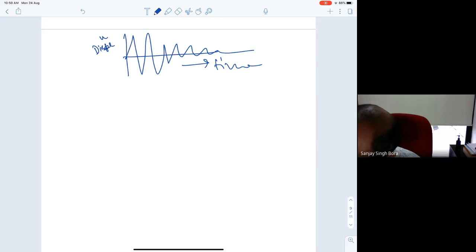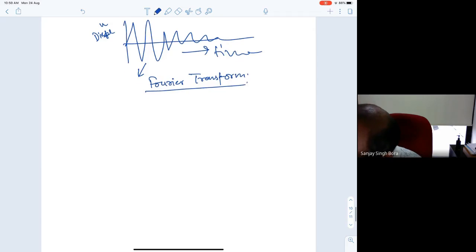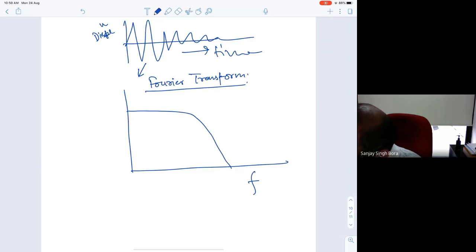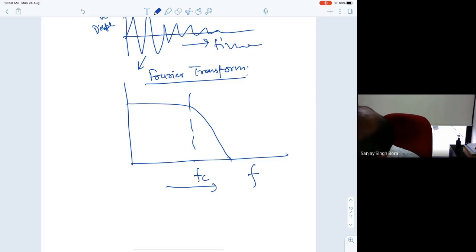So if you take its Fourier transform, some of you might have heard it, Fourier transform. I will discuss this later, what is Fourier transform. So usually with the frequency, it looks like this. It has a corner, FC. In this direction, it is frequency. So there is a corner, and here is the amplitude in this direction.